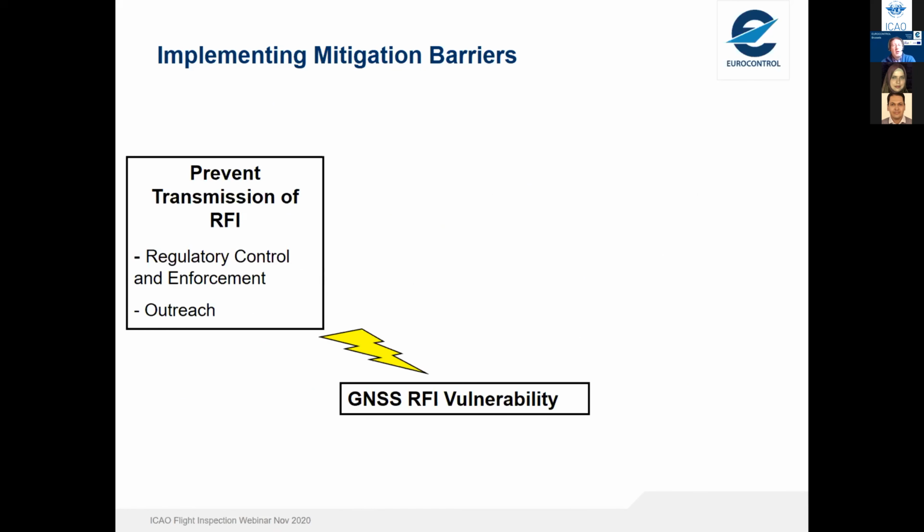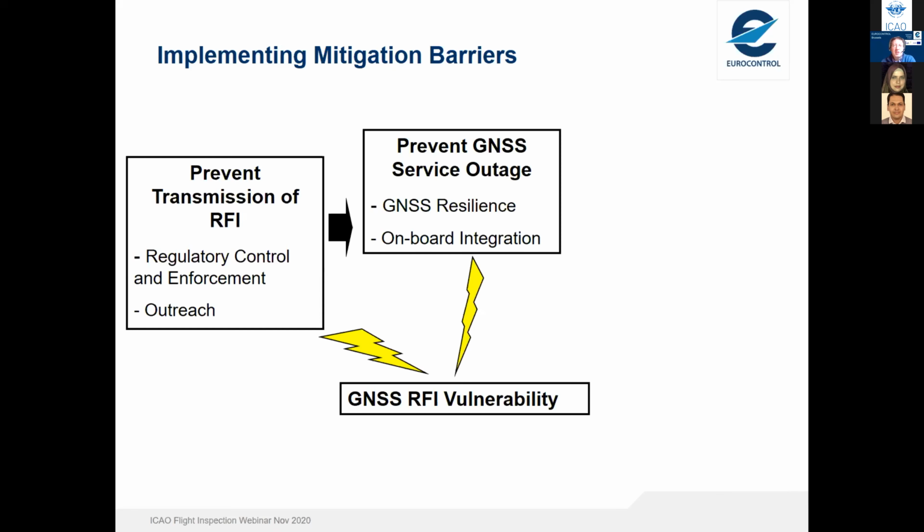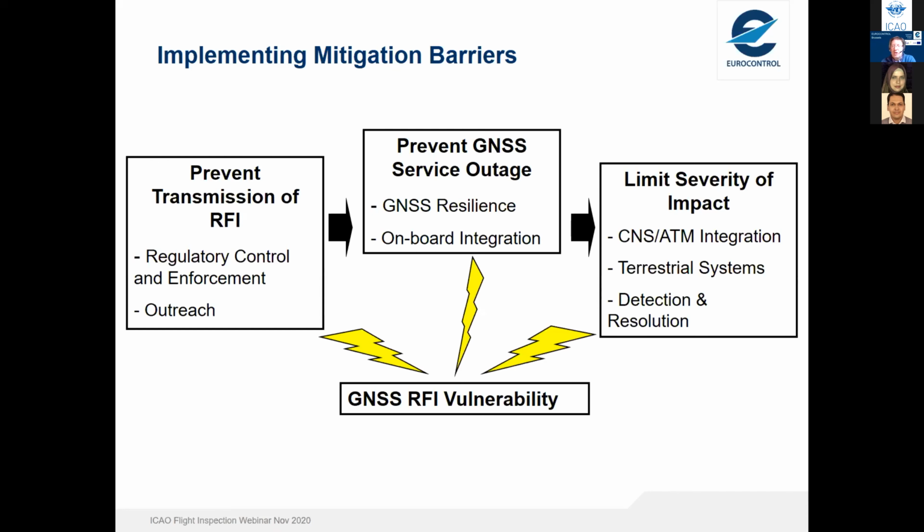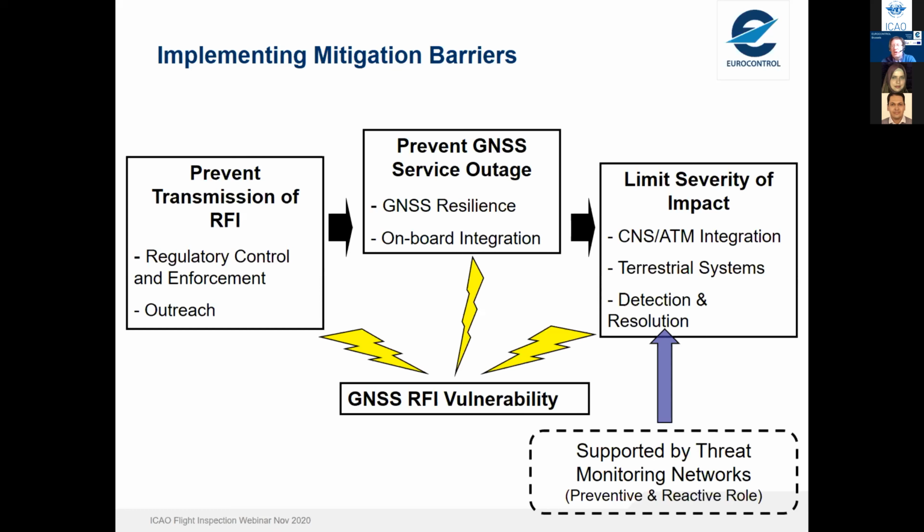So, of course, among the mitigation barriers that you can implement is first that you hope that the transmission of RFI doesn't happen in the first place. If it happens, you hope that it doesn't affect you, that your equipment can keep going. But if it does affect you, then you at least want to be able to detect and resolve. And that is really supported by threat monitoring networks, and part of the reactive role in that is where flight inspection can have a role.